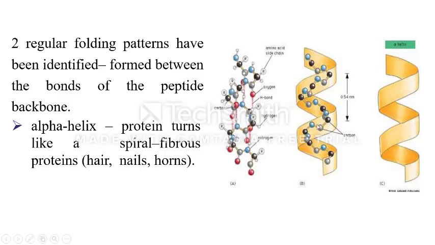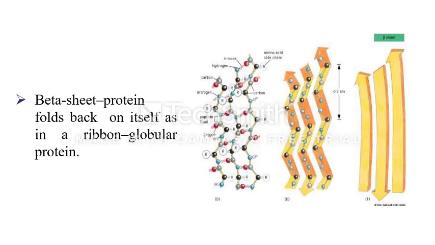Right. So it exists in helical form. So it is alpha helix. And here also there are hydrogen bonds. You see the number of hydrogen bonds between the oxygen of carbonyl and the hydrogen of the amino nitrogen. So here are the beta sheets. The protein folds back into itself in a ribbon or globular form. You see there are also hydrogen bonds.